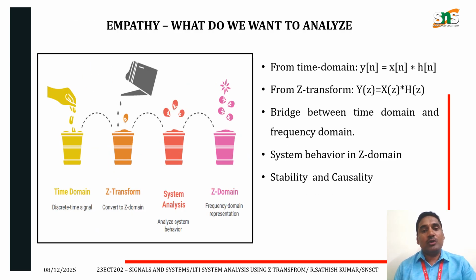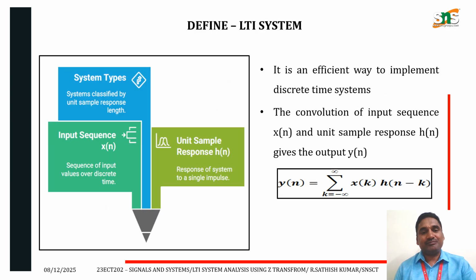Next, what do we want to analyze? From the time domain, y of n is equal to x of n convolved with h of n. From the Z transform, Y of z is equal to X of z into H of z. It is a bridge between the time domain and the frequency domain. First, the discrete time signal is converted to the z domain, then we analyze the system, and finally we apply the z domain to get the frequency domain representation. System behavior in the z domain is used to find the causality and stability of the discrete time system.